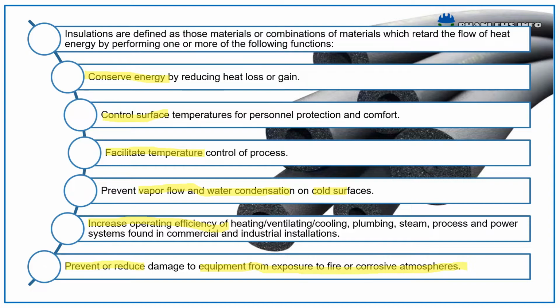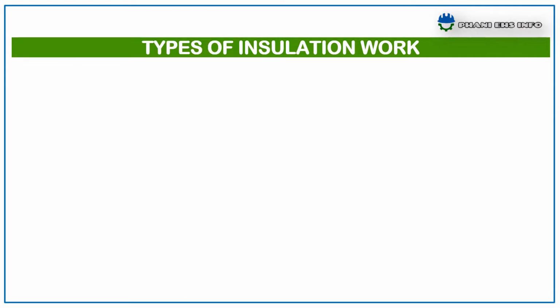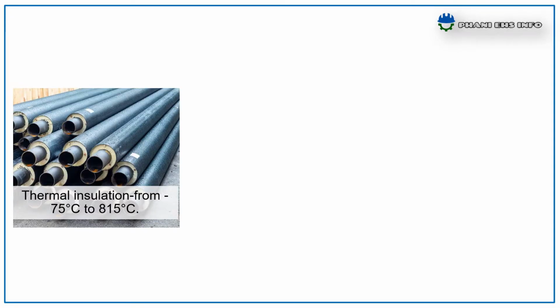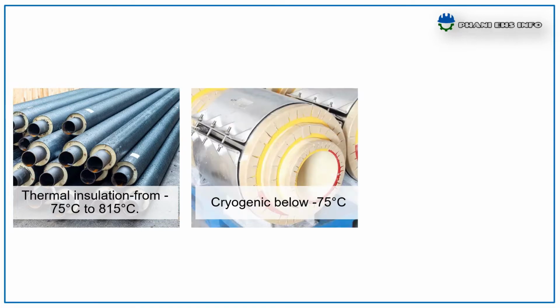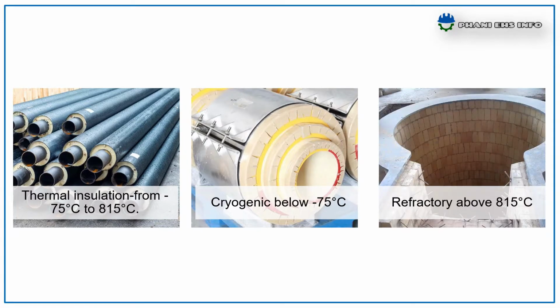Next one, types of insulation works. The temperature range within which the term thermal insulation will apply is from minus 75 degrees centigrade to 815 degrees centigrade. All applications below minus 75 degrees centigrade are termed as cryogenic, and those above 815 degrees centigrade are termed as refractory works. Based on the purpose, there are mainly four types of insulation works.